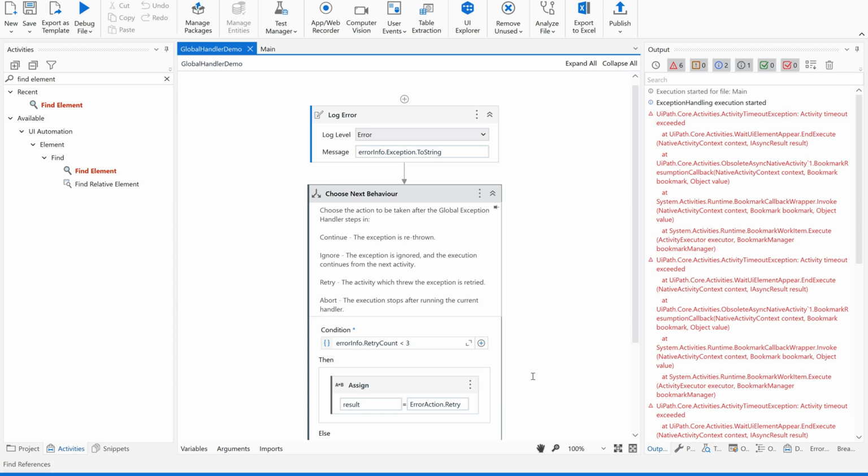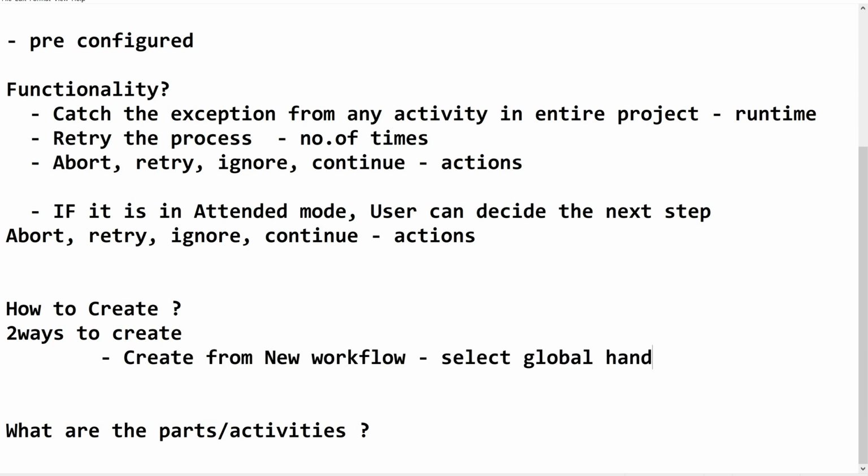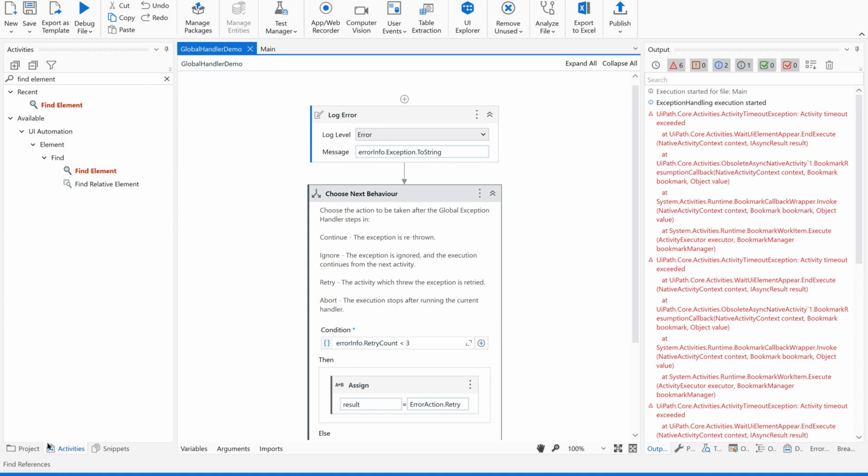Right. So before that, let us complete this part. How to create? 2 ways. What is the first way? First way is create from new workflow. Select global handler. Right. This is the first one. And second way, how to create a global handler in another approach.